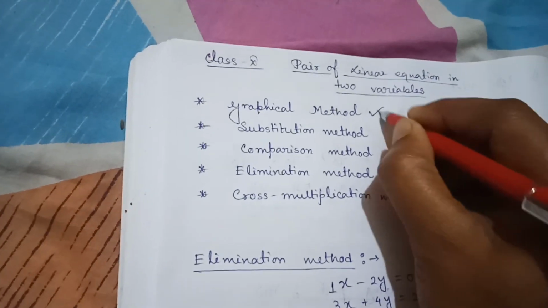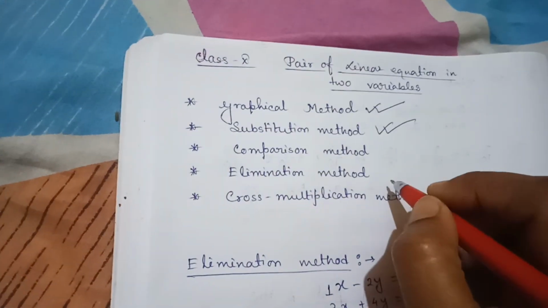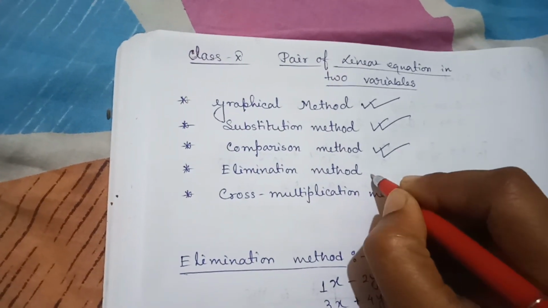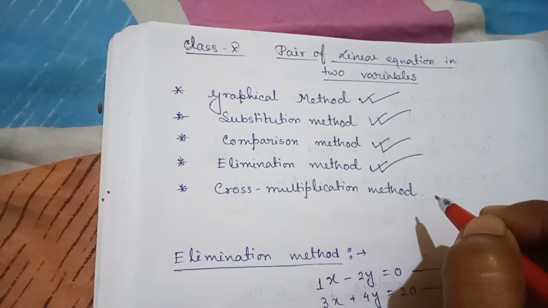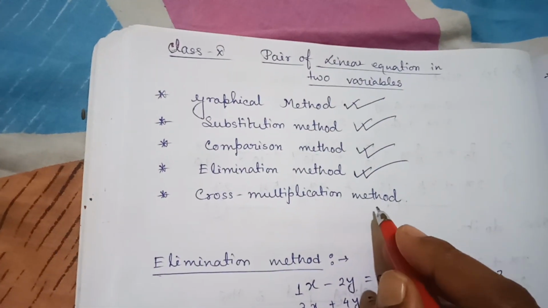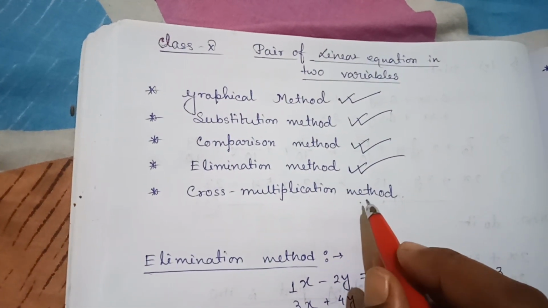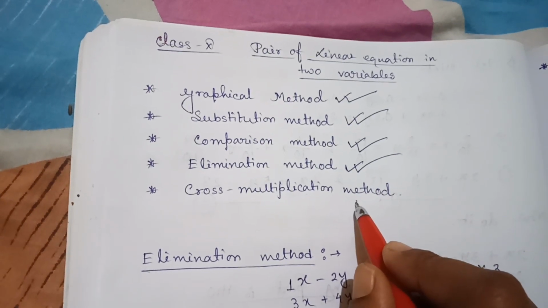That means we have completed graphical method, substitution method, comparison method, elimination method. In the next video, we will be doing the cross multiplication method.